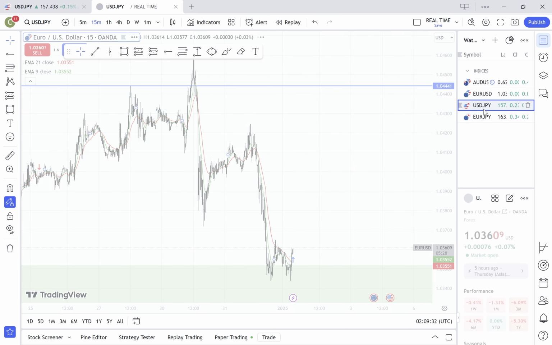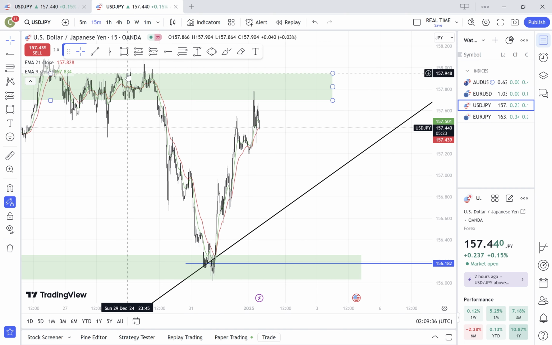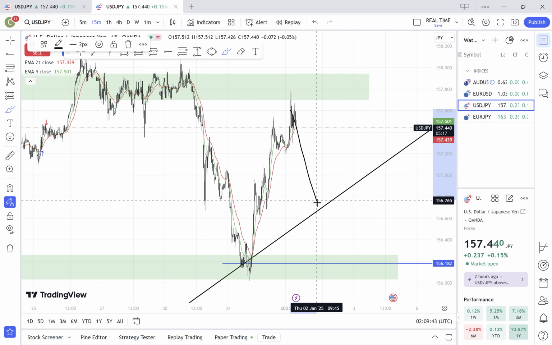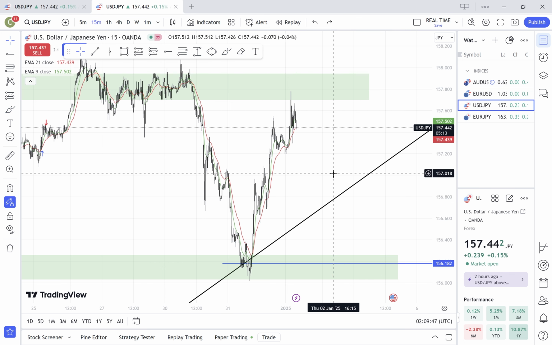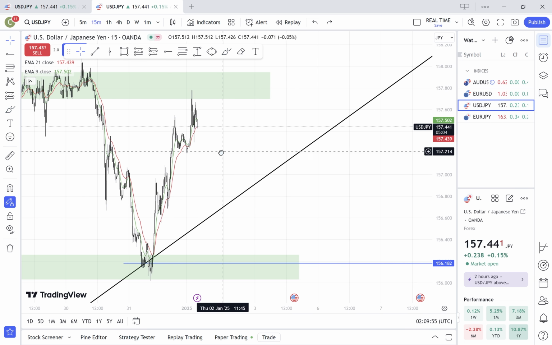About the USD JPY chart, we'll be waiting for the price to hit down. So it hit that level and it is making bearish structure. So we're going to wait for the price to hit this level and go up again. Also, it could actually break through. So it could actually do that. So we don't know.